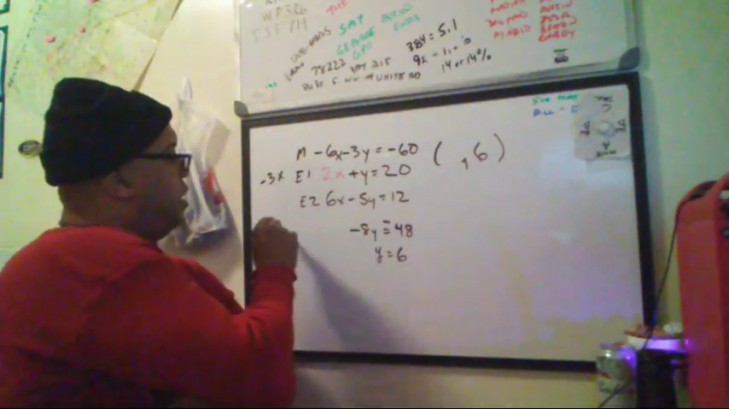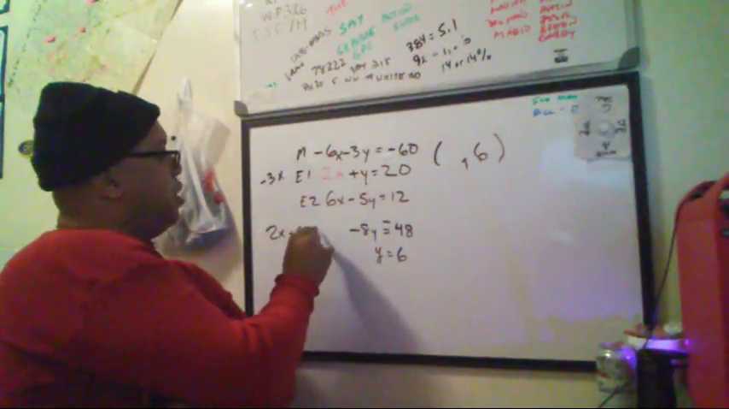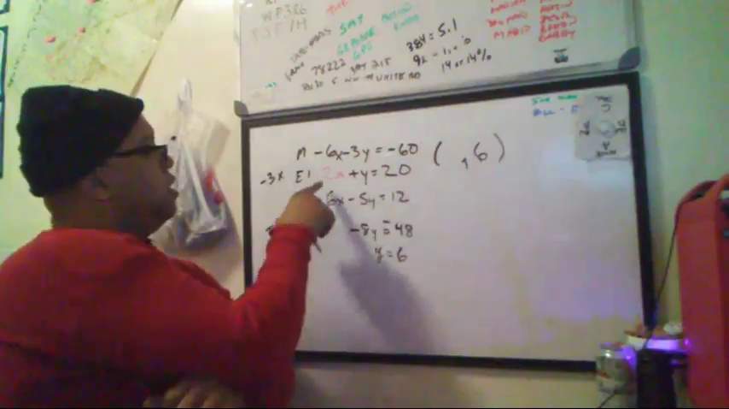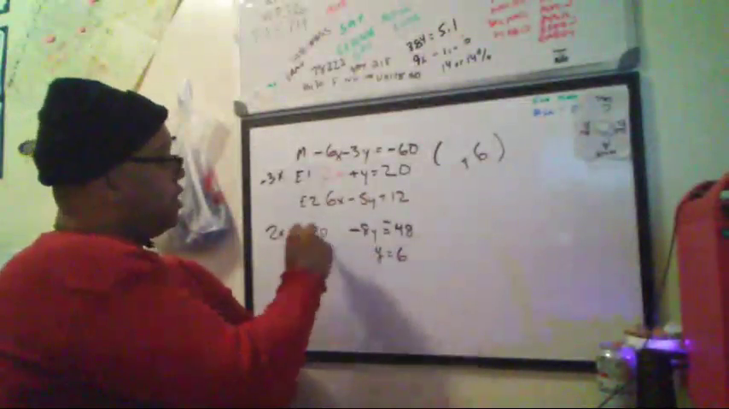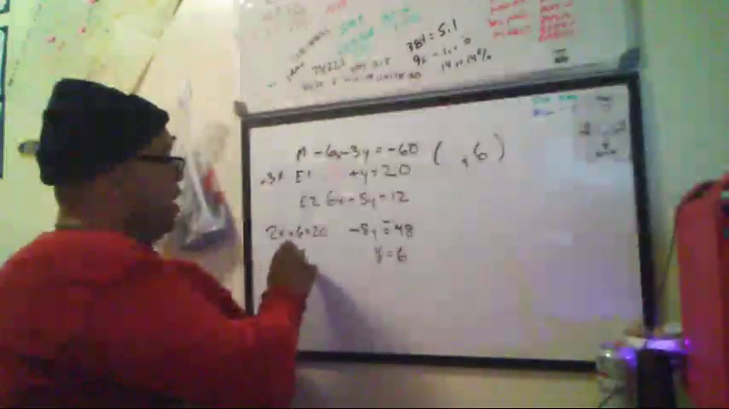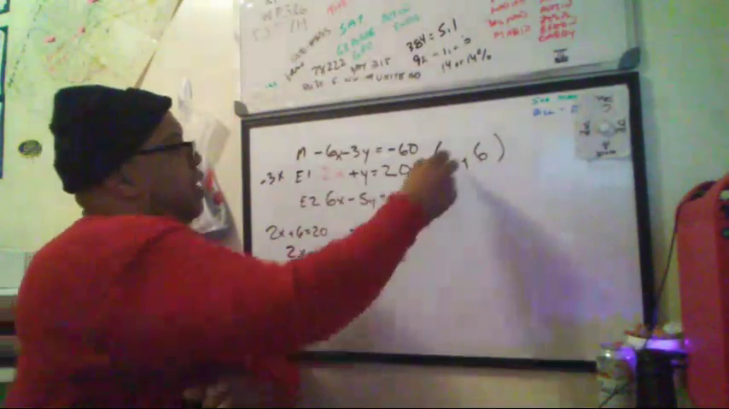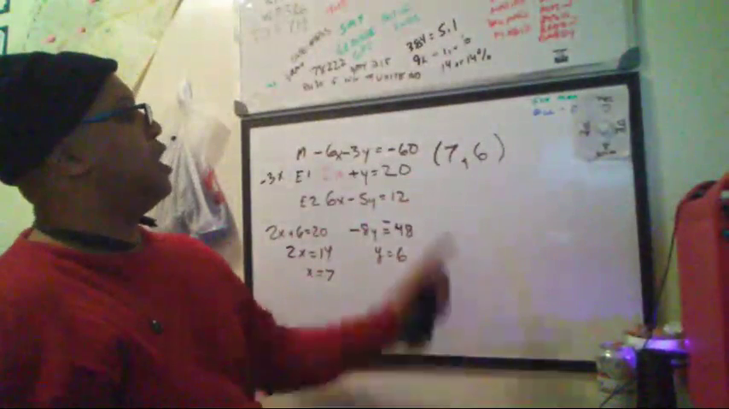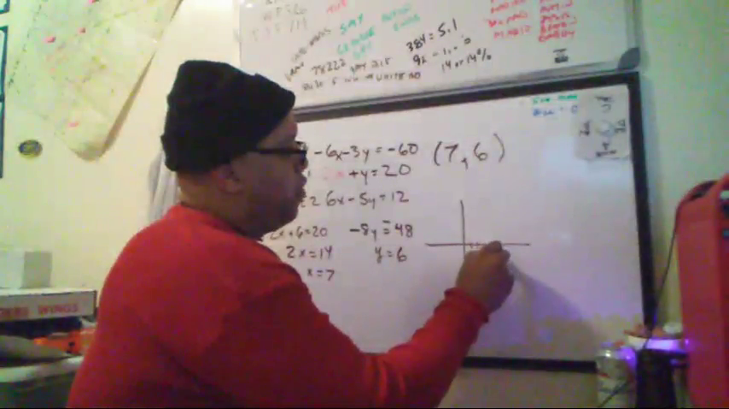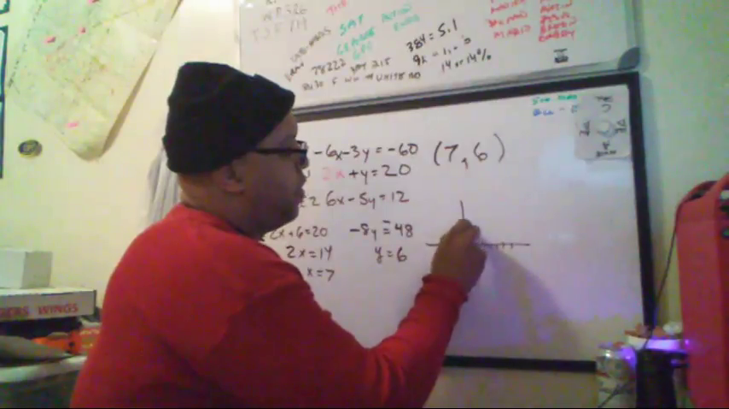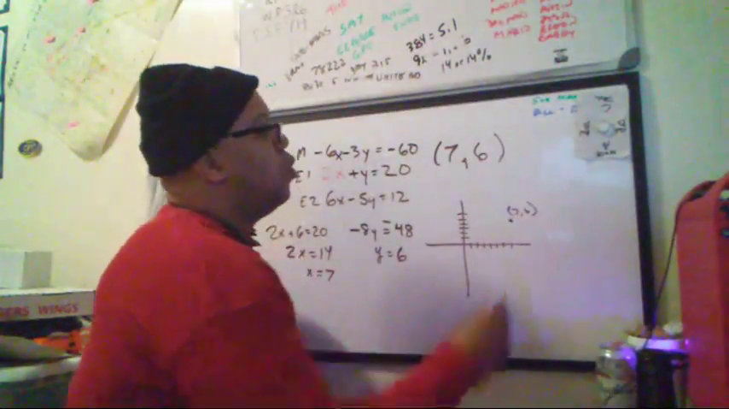Okay, so y is going to be input into the y position in equation 1. So 2x plus, we substitute y for 6. And then 2x equals 14, x is equal to 7. So the two lines will intersect at 7 and 6. So 1, 2, 3, 4, 5, 6, 7. 1, 2, 3, 4, 5, 6. This is the point where the two lines will intersect.